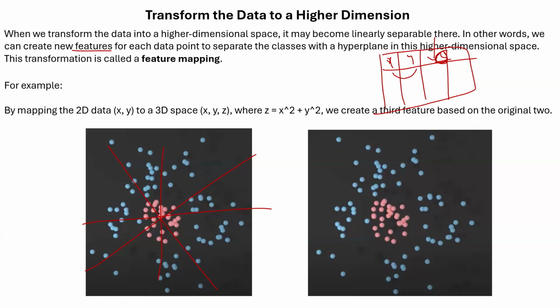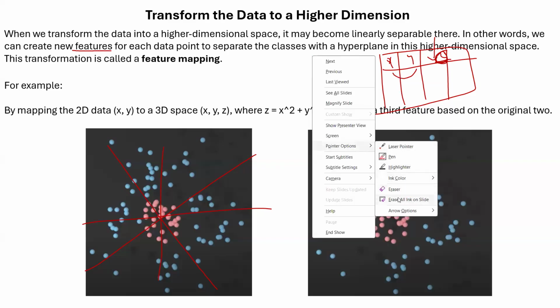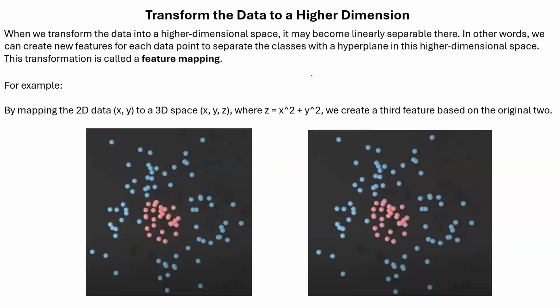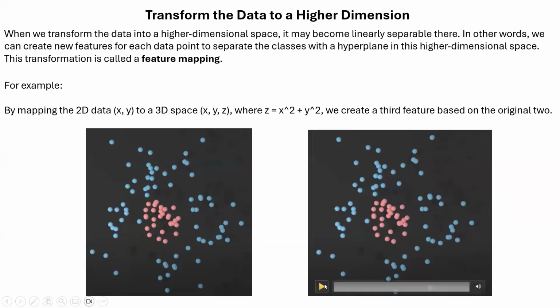So if you take the same example here, by mapping the 2D data to 3D space, the new dimension Z is derived from the two points X and Y, where Z is equal to X square plus Y square. We create a third feature based on the original two. And now this is how they actually look at this space.